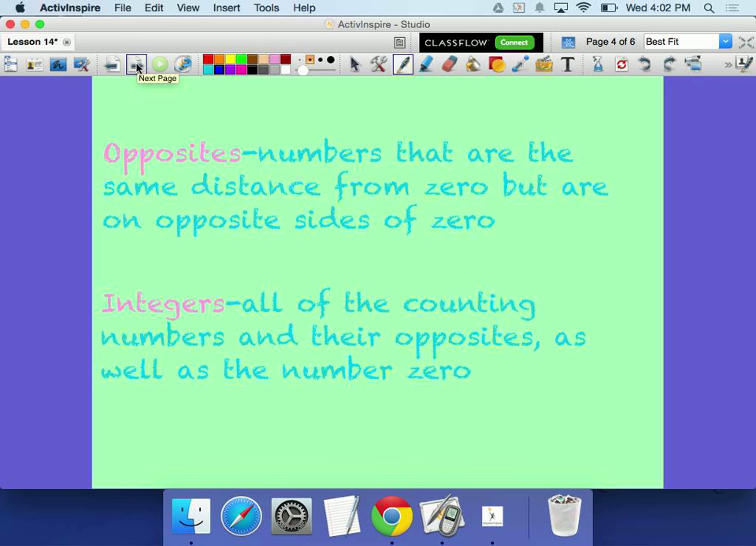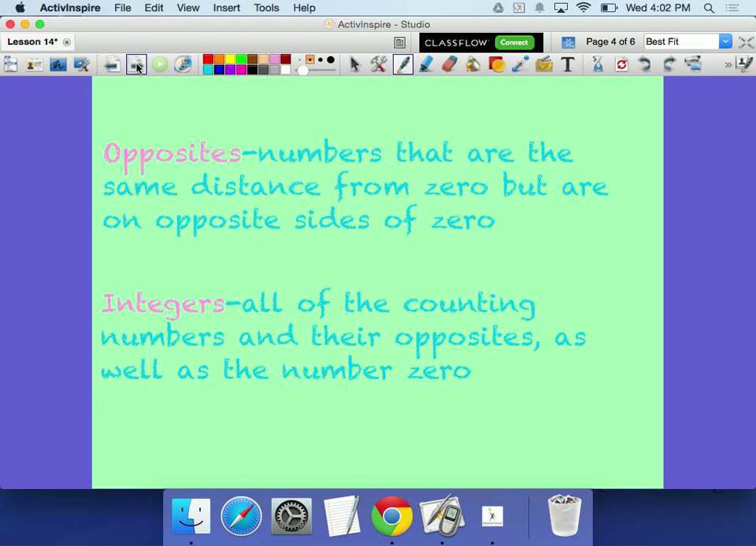Now, opposites are numbers that are the same distance from 0, but are on opposite sides of 0. So some examples, positive 1, negative 1. Positive 5, negative 5. Basically, it's the same number, one's positive, one's negative.